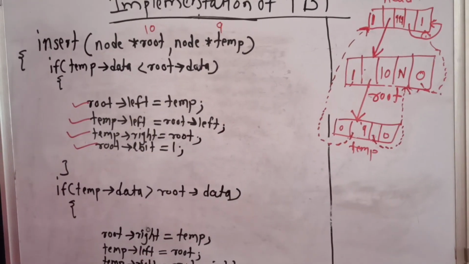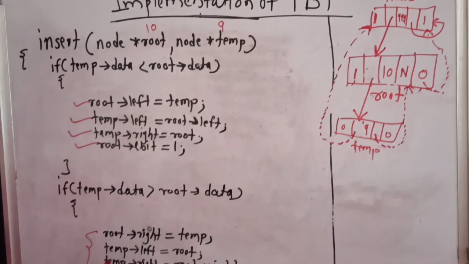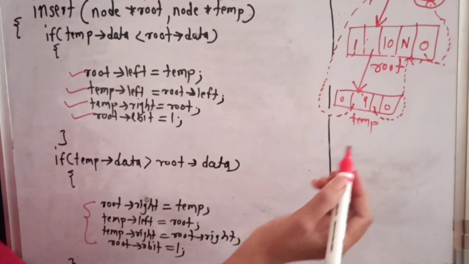Exactly the reverse case, if you see here, is for the right child. Suppose I want to attach 11 here.